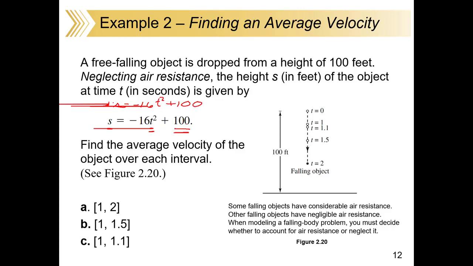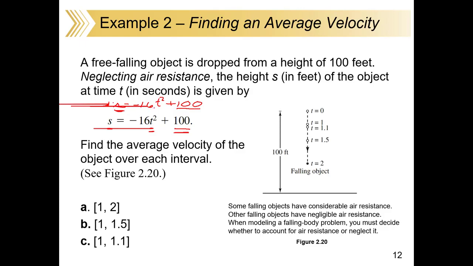So at time 0, before you let go of the baseball, this minus 16t squared is 0, and the height of the baseball is 100 feet. Of course, you're at the top of the main hall.